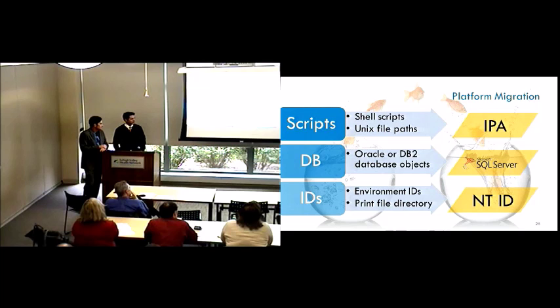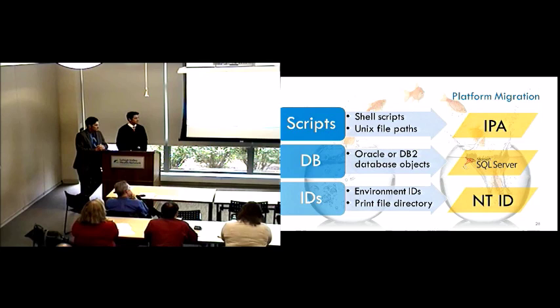So things like shell scripts, anything that's referencing Unix file paths is going to need to change to the equivalent file paths on the Windows side. And with scripts, we generally look at taking shell scripts and using that as an opportunity to bring that functionality into IPA. IPA is really a wonderful workflow product. There's a lot that you can do with it, and I'd say it offers a better overall solution for automation than scheduled scripts running on the server. You have a lot more visibility of what's going on with IPA.